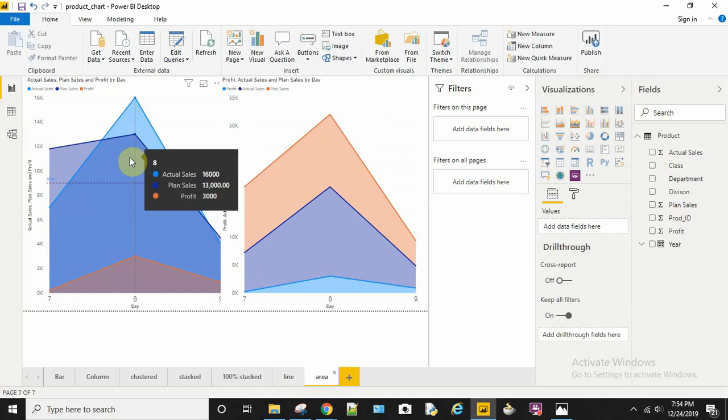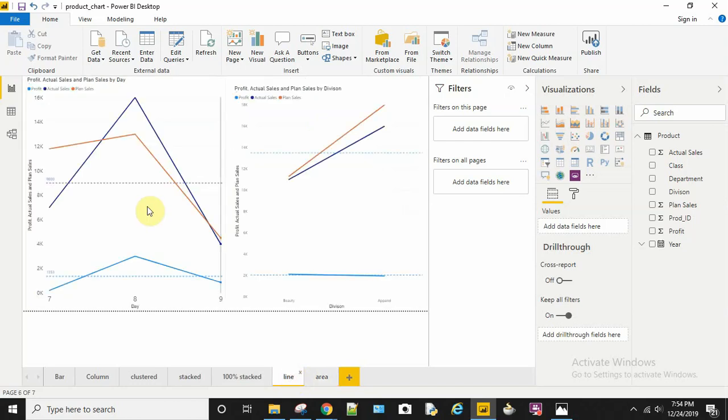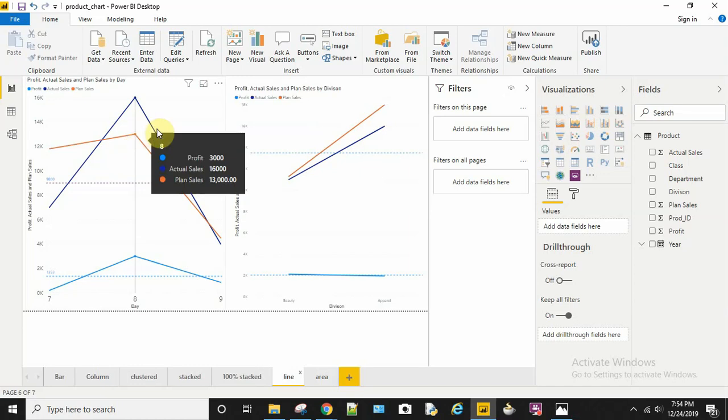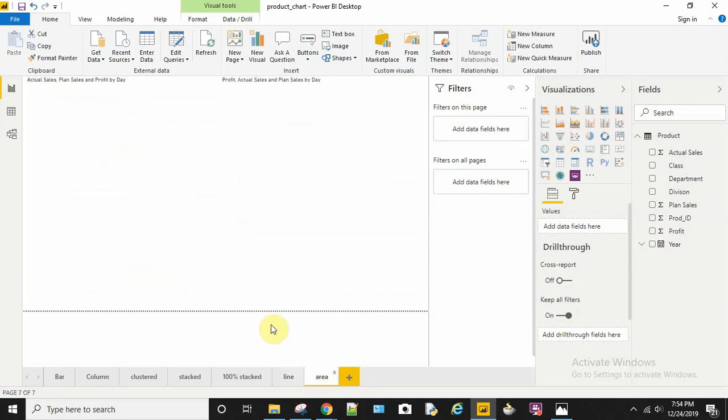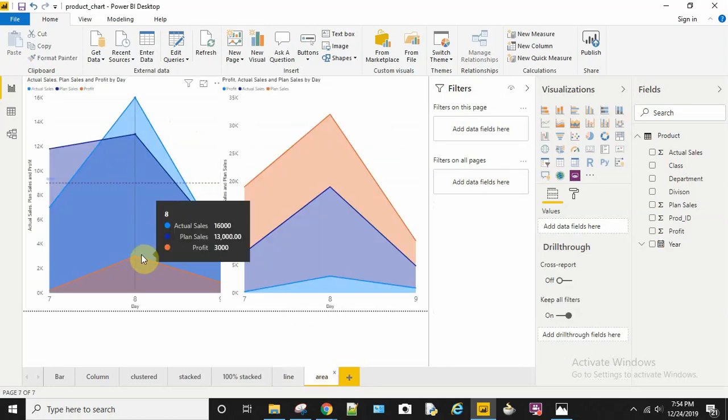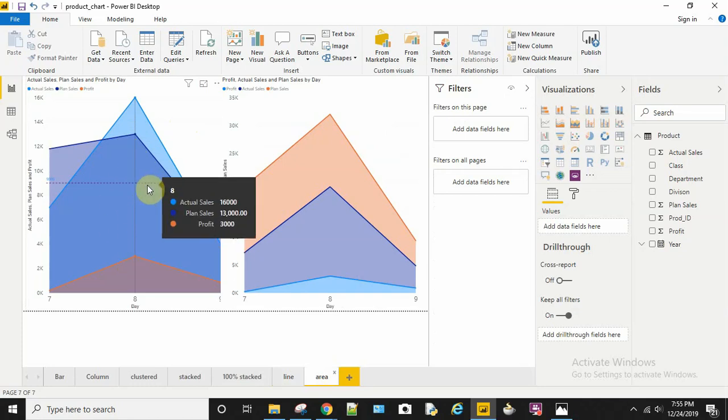The other difference is a line chart can be good for representing multiple measures. Here I have used 3 measures, but we can use 4 to 5 measures also. But area chart is not good for multiple measures, because the area will get filled up and it will become quite hazy and unclear to understand.